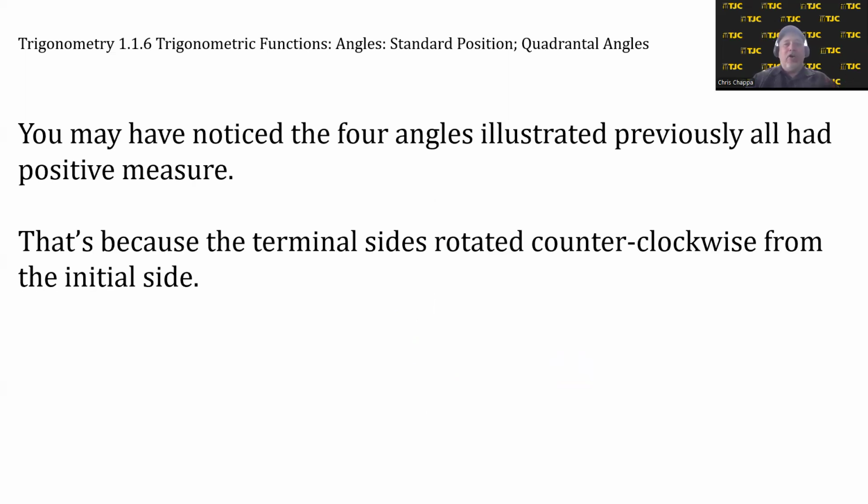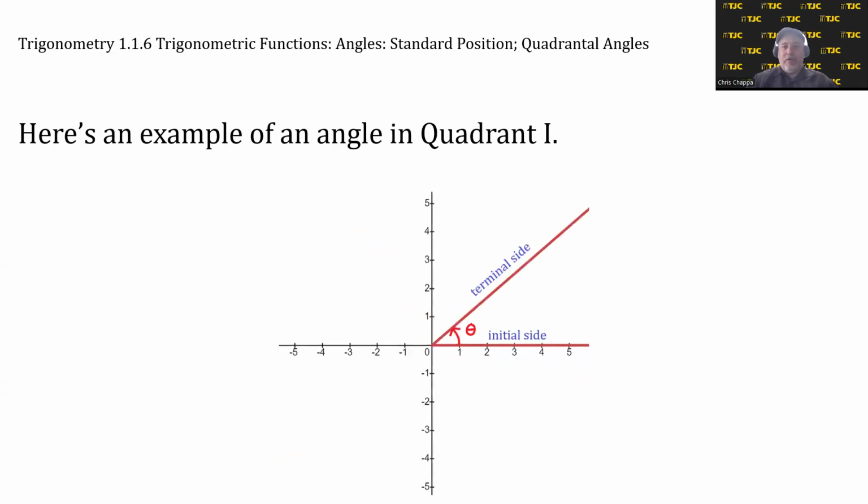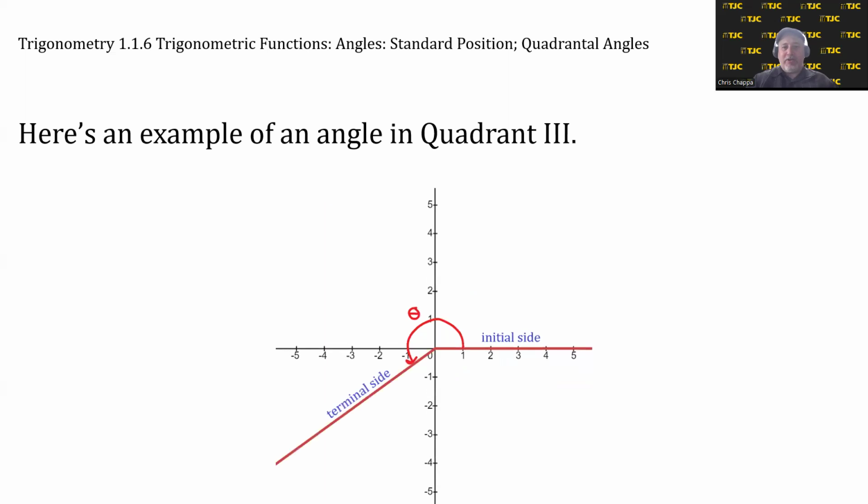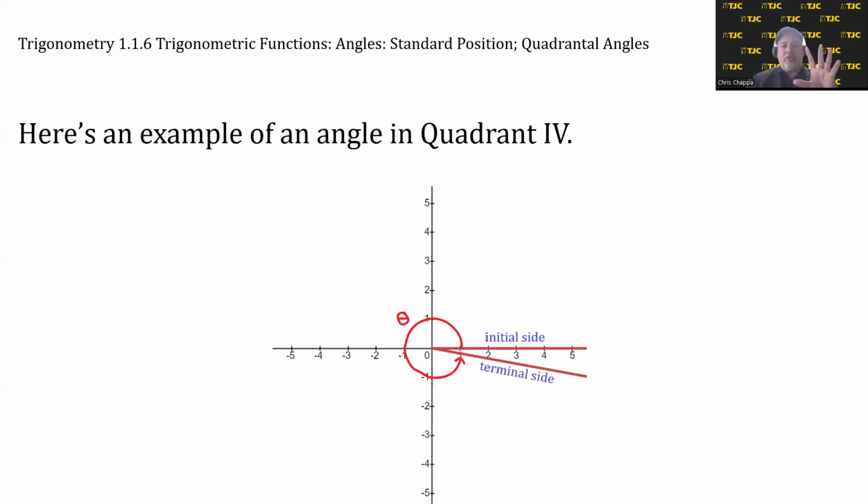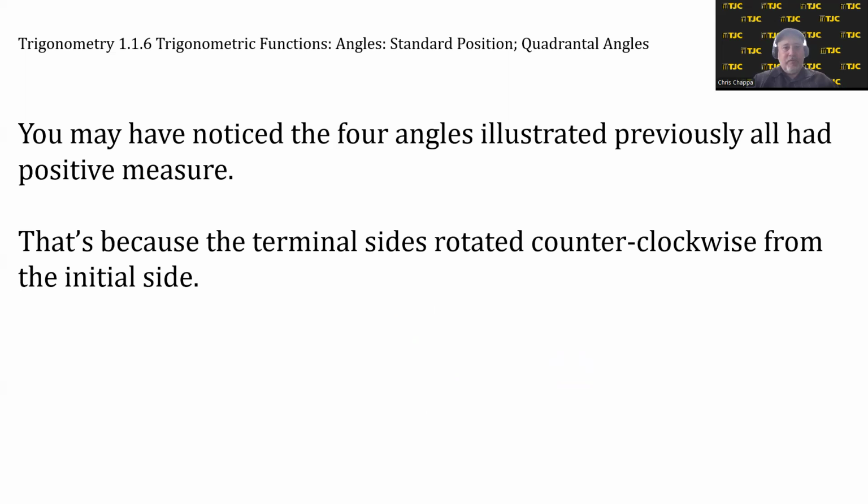Now, you may have noticed that all 4 angles illustrated previously had positive measure. That's because the terminal side rotated counterclockwise from the initial side. Rotating counterclockwise, and it continues rotating and rotating some more. These are all positive angles.